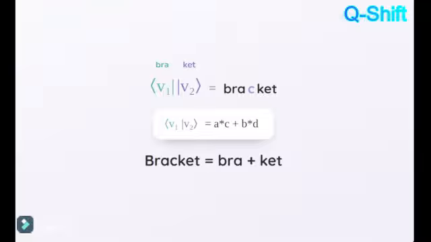Now watch this fit together. The inner product of v1 and v2 is the bra of v1 written beside the ket of v2, a star c plus b star d. Written out, it reads bra v1, ket v2, which we shorten to angle v1, v2. The word bracket splits into bra and ket. That, at last, is why the notation has its name.